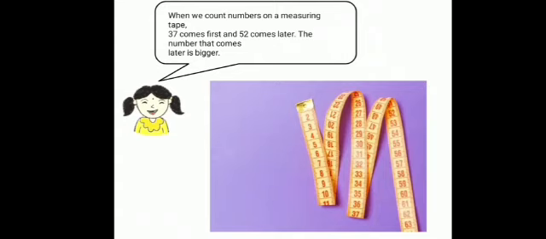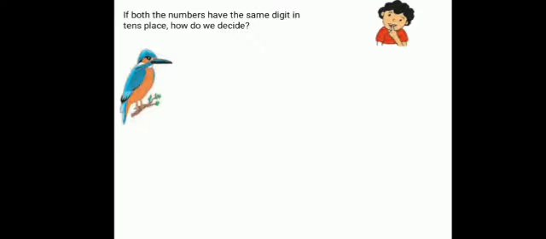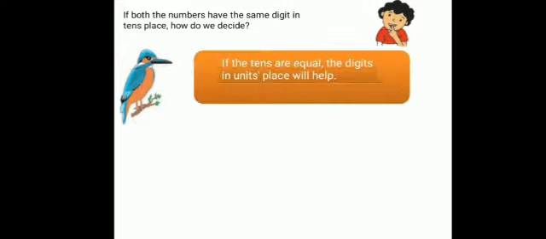Yes, quite right. When we count numbers on a measuring tape, 37 comes first and 52 comes later. The number that comes later is the bigger number. If both the numbers have the same digit in the tens place, how do we decide? Before that, let's understand that if the tens digits are equal, the digits in the unit place will help.